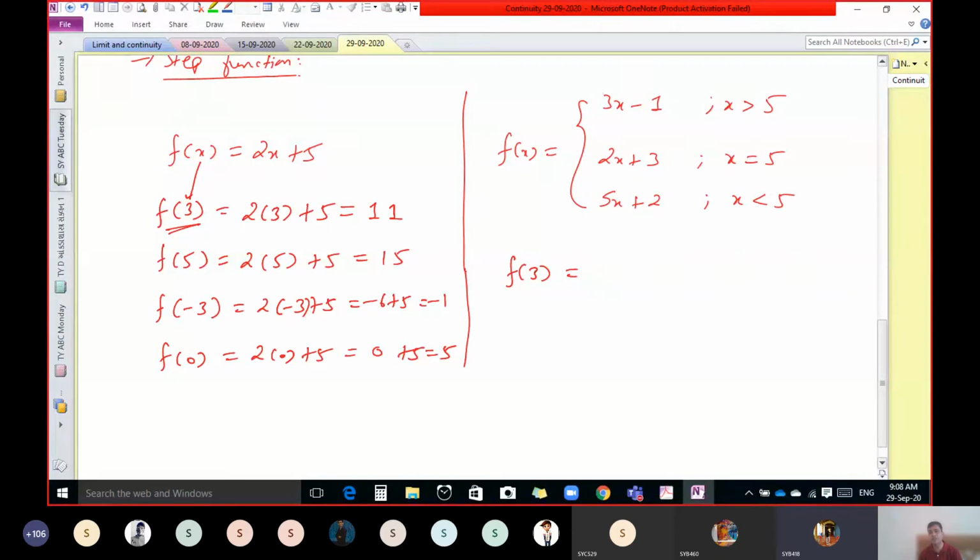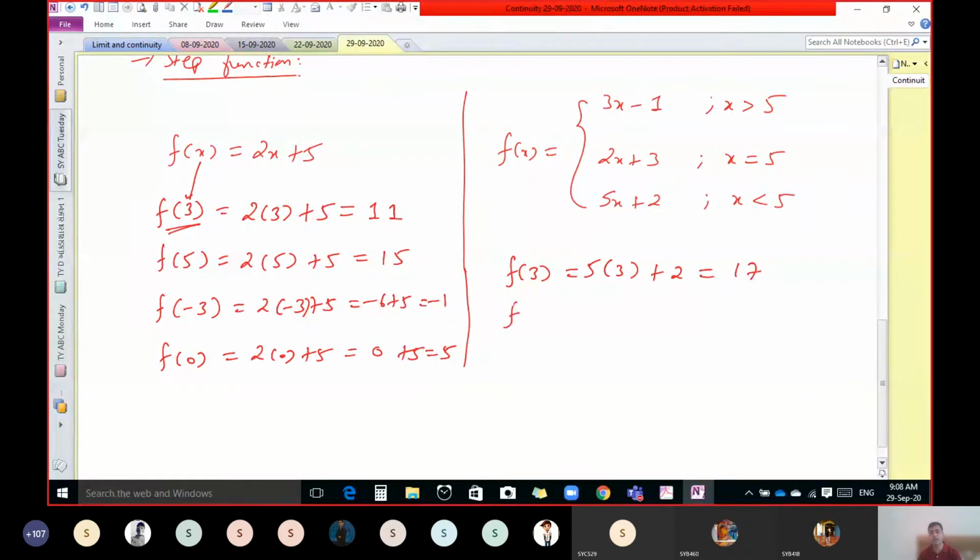But the question is where we have to put x equal to 3? In first function or in second or in third? It depends on the situation. Third, yes, perfect. Why? Because this third function is applicable when x is less than 5. So in this third function, we put x equal to 3. So we get 15 plus 2, 17.